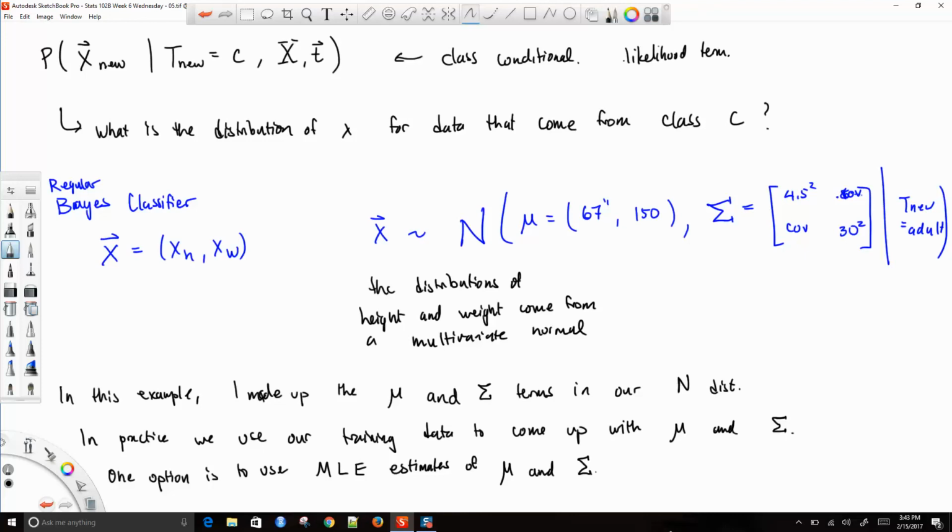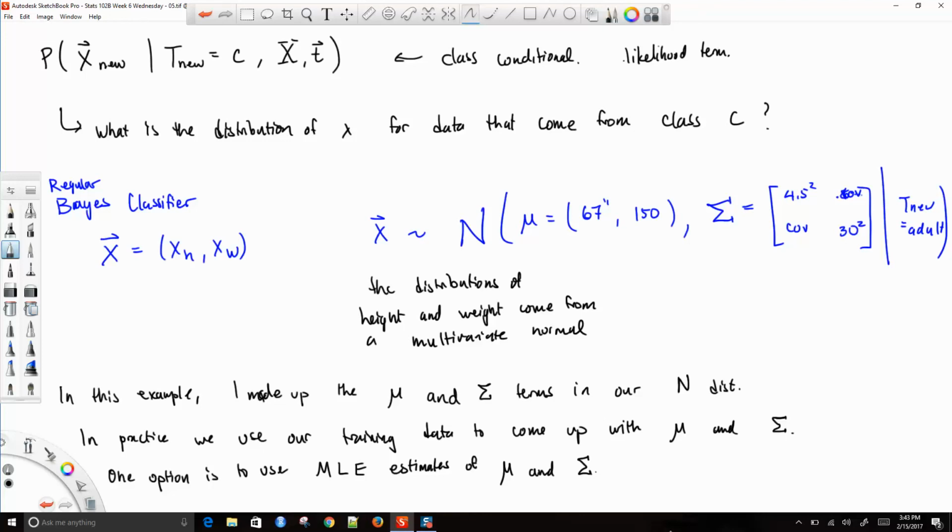And then the maximum likelihood estimate for the variance covariance is basically the variance covariance of your data where you treat it as a population. Yeah, so I think, I could be wrong there, so that's one option.